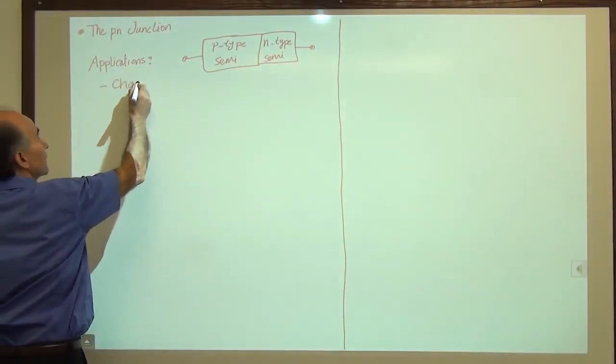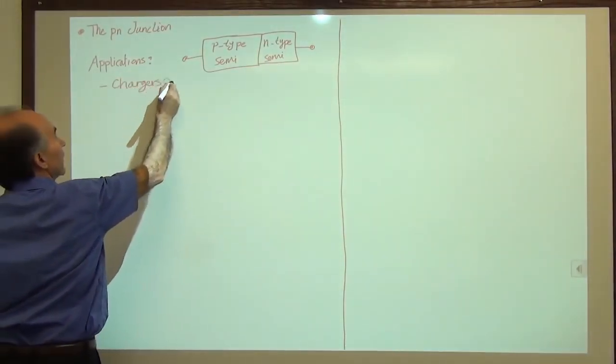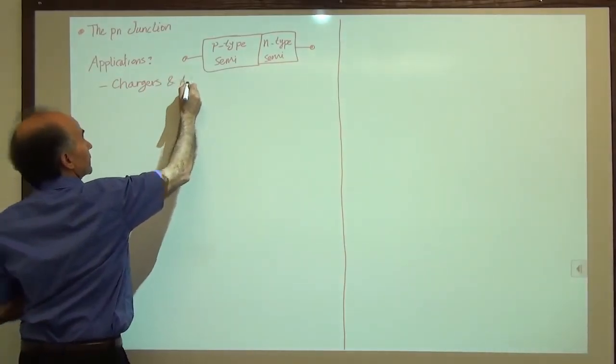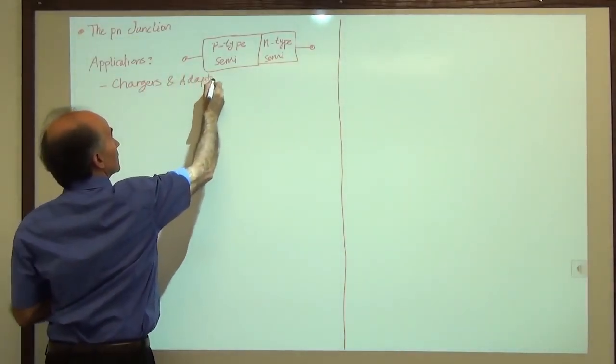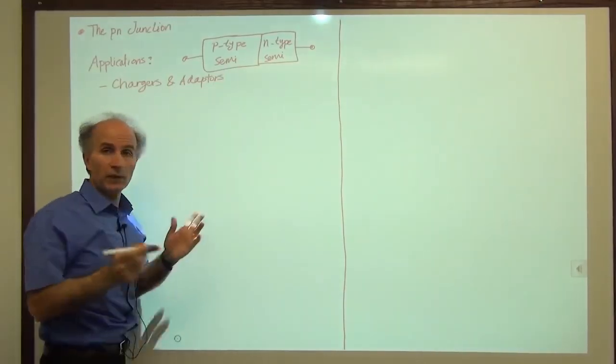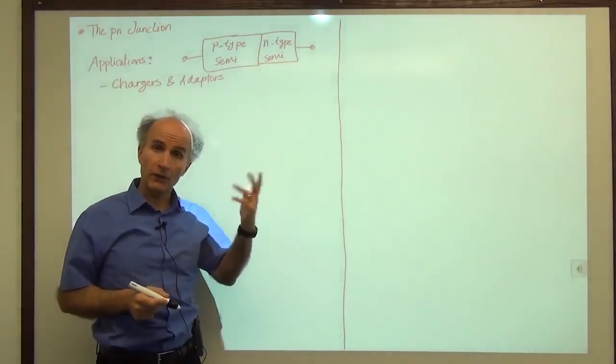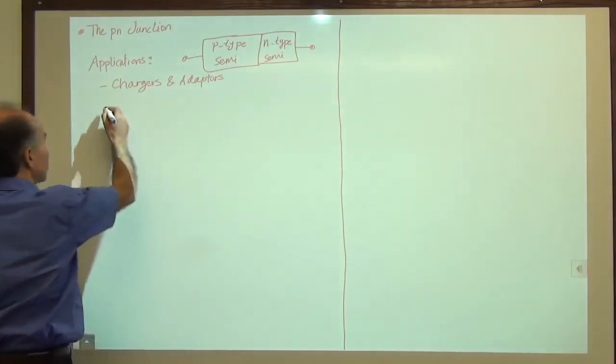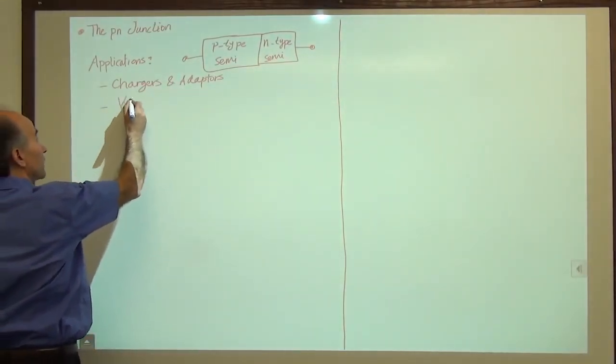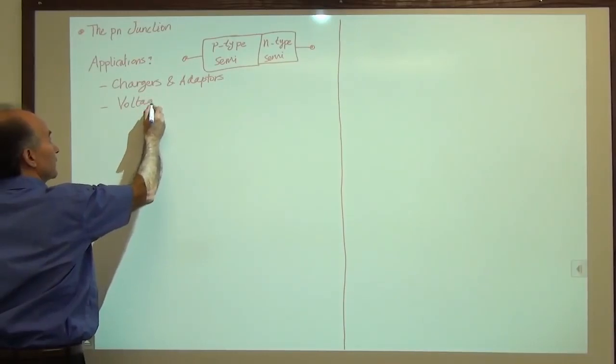Chargers and adapters. Anywhere that you use them, you have diodes in there. They have other interesting applications, for example, what we call voltage multipliers.